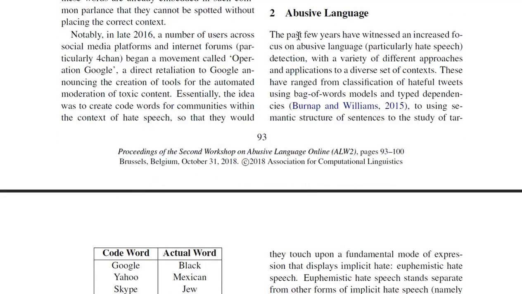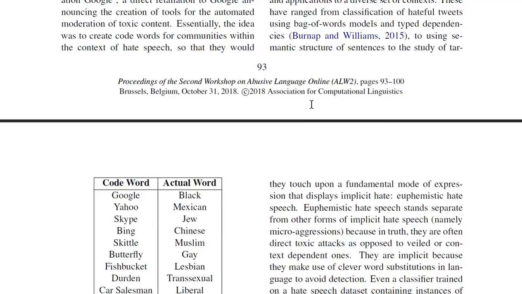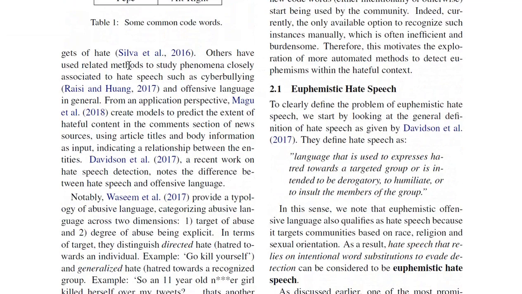Alright. So the abusive language section. The past few years have witnessed an increased focus on abusive language, particularly hate speech detection, with a variety of different approaches and applications to a diverse set of contexts. These have ranged from classification of hateful tweets using bag of words and type dependencies to using semantic structure of sentences to the study of targets of hate. Others have used related methods to study phenomena closely associated to hate speech, such as cyberbullying and offensive language in general. From an application perspective, Magu et al.